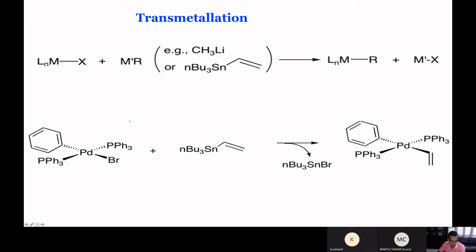This R group is transferring onto the palladium, onto this metal center. You get MX, which is here, MX, and R is transferring onto the metal. So the alkynyl is transferring onto the metal. Is it clear? Okay.